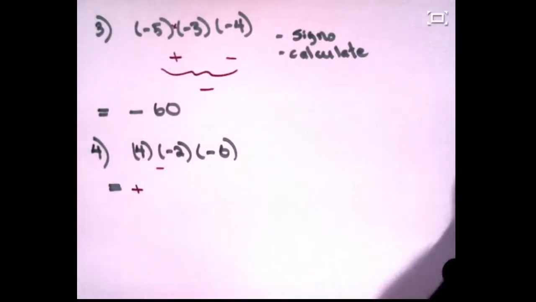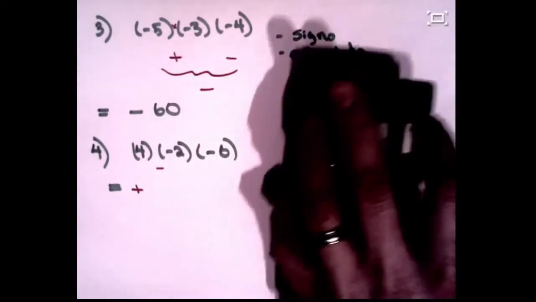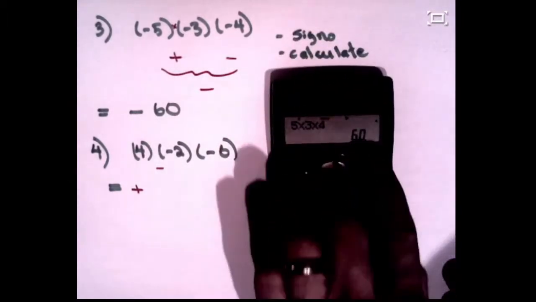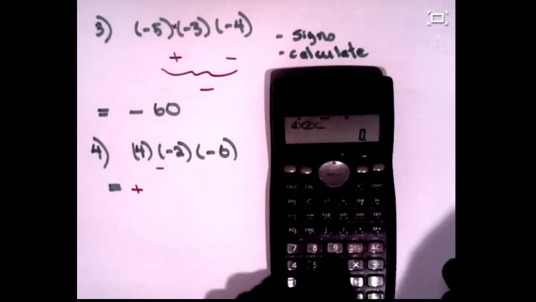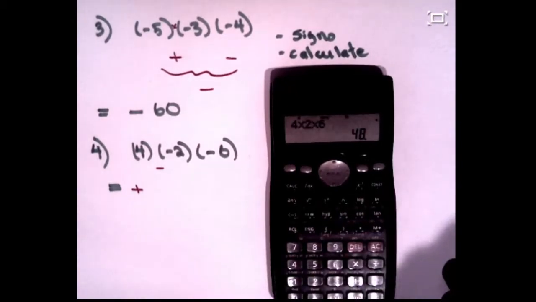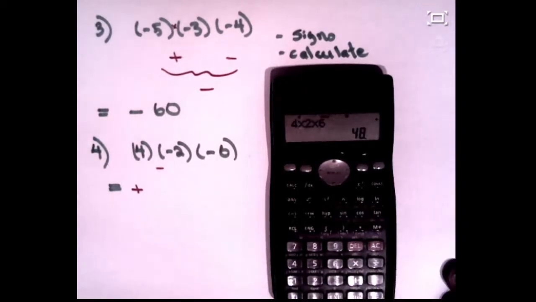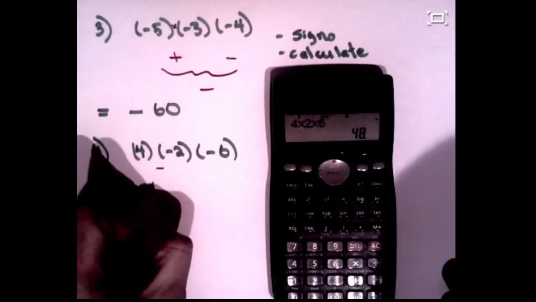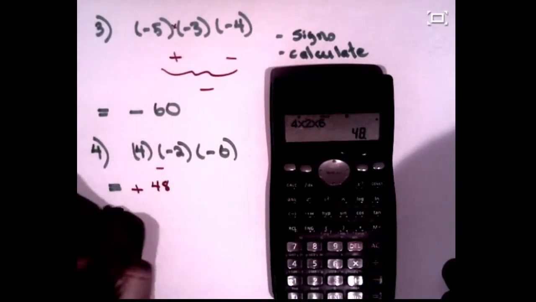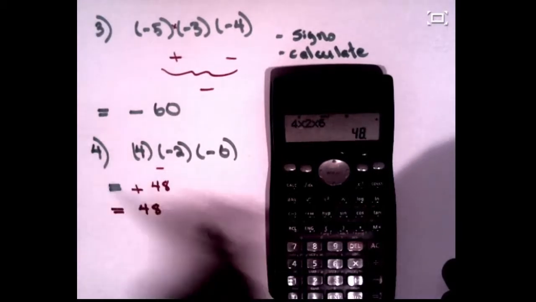All right, and then you need to do 4 times 2 times 6. So we probably want your calculator. 4 times 2 times 6, and you get 48. Check it twice. Again, I get 48. I'm confident. This is plus 48, but we just write that as 48.